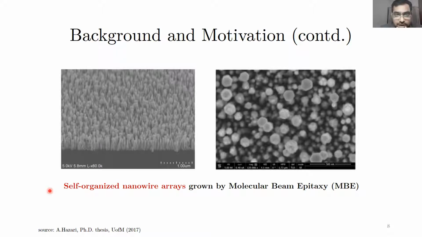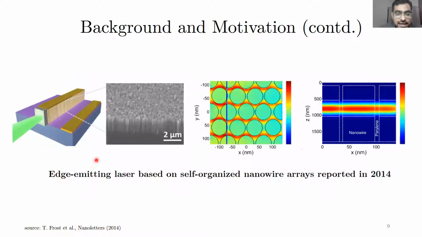So even though these nanowires appear random, we found that they can be grown such that they can be used for making lasers, and very good quality lasers. One of the first lasers using these nanowires was reported in 2014. This is called the edge emitting laser. Here you can see the nanowires are actually in here, and we had two mirrors on two sides of the nanowires. And this is just a zoomed view of the nanowires in there.